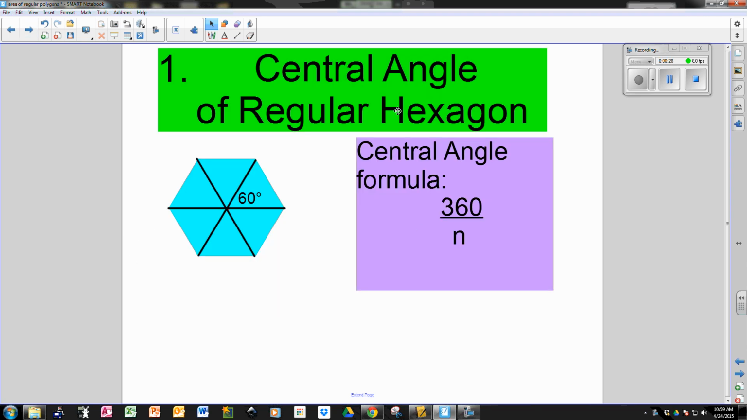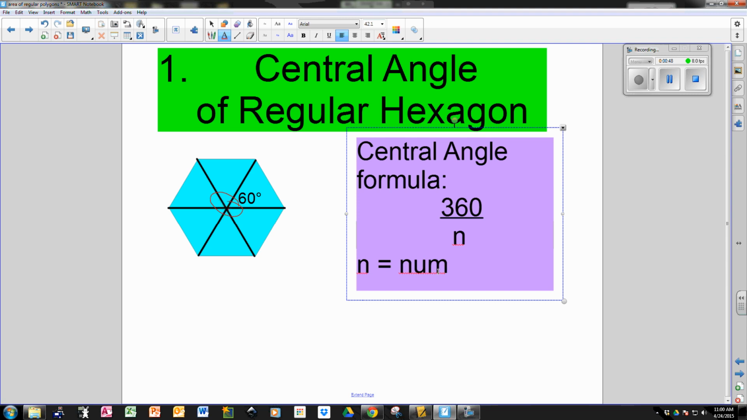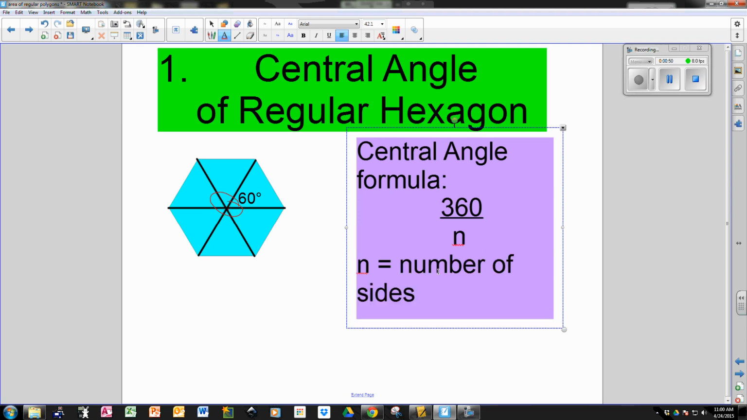So let's talk about how we're going to start with these. Well, first of all, you're going to look at your central angle. So the central angle formula is you take 360 because it is 360 degrees all the way around, and then you're going to divide by the number of sides. So n is for the number of sides. So make yourself a note. N equals number of sides.